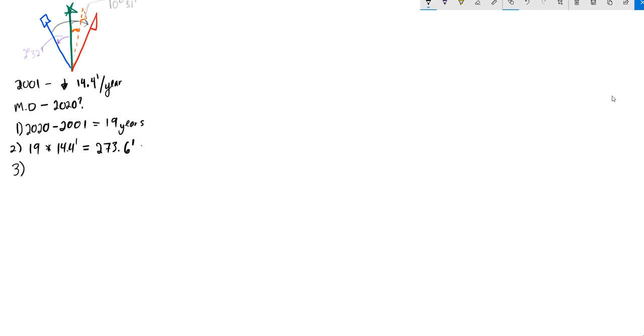So step 3, 273.6. If we divide by 60, that gives me 4 degrees, and a remainder. So at 4 degrees, we have 273.6 minus 240, because that's how many minutes I'm taking out to make it into degrees. So that's going to leave me with 33.6 minutes.